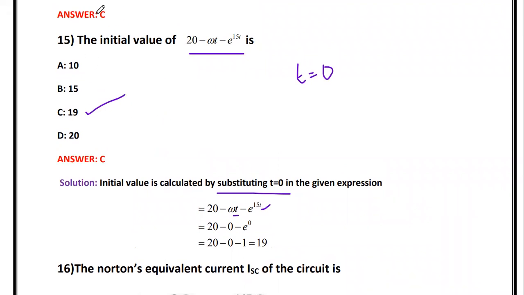Similarly, if they ask for the final value, you substitute infinity in place of t. Whenever the time t equals infinity, the value of the function is the final value. Similarly, the initial value means the value of the given function at time t equal to 0.